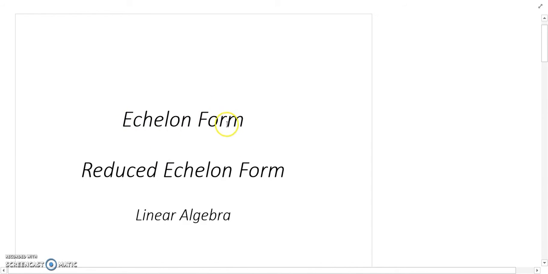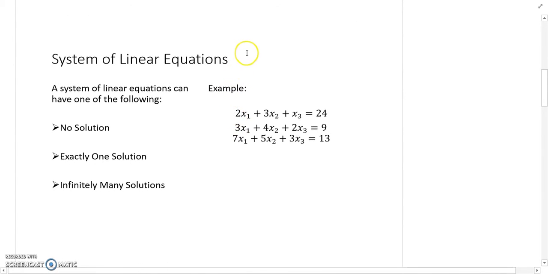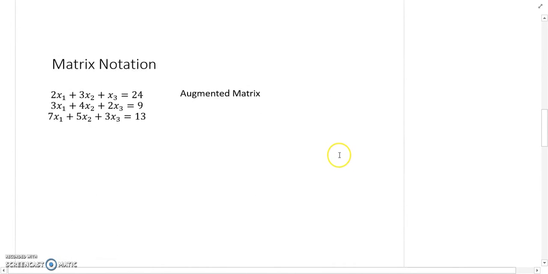But we're going to talk about echelon form and reduced echelon form. These are topics in linear algebra. So this is what we're going to do. Now, a system of linear equations can have one of the following solutions: no solution, exactly one solution, or infinitely many solutions. And here's an example of what a system of linear equations would look like, and we're going to learn how to solve it in this video.